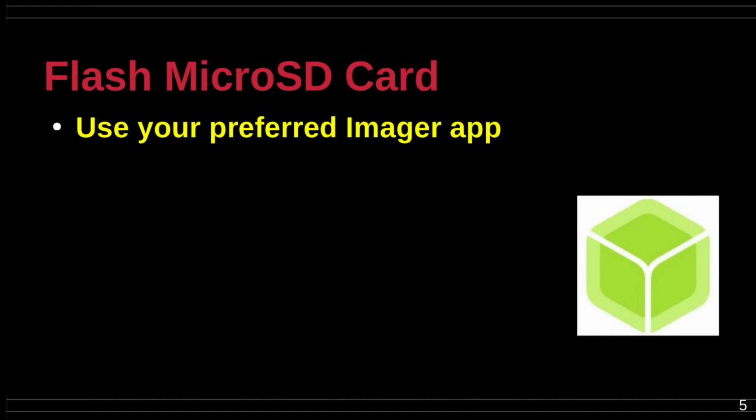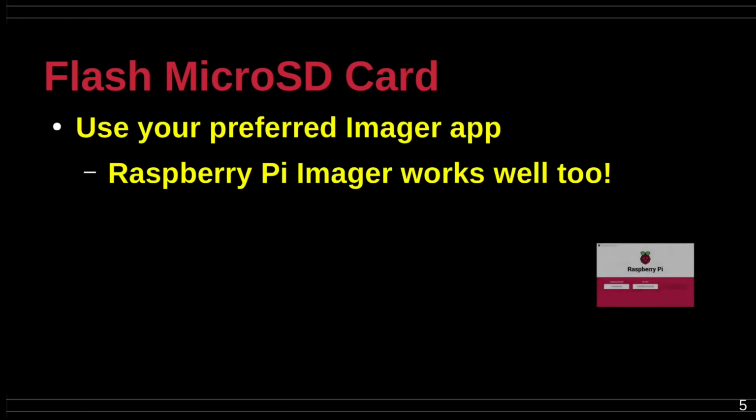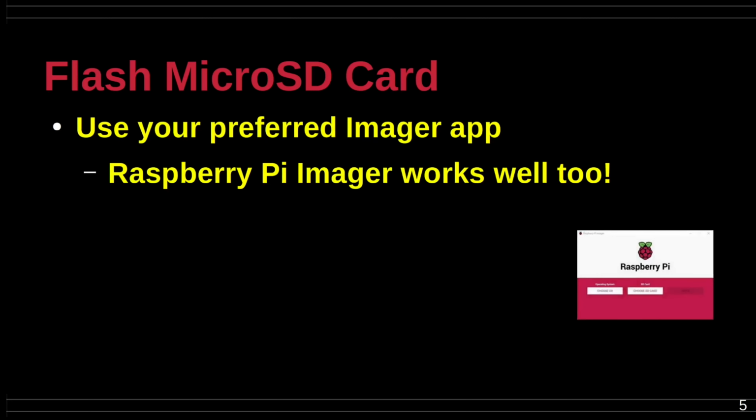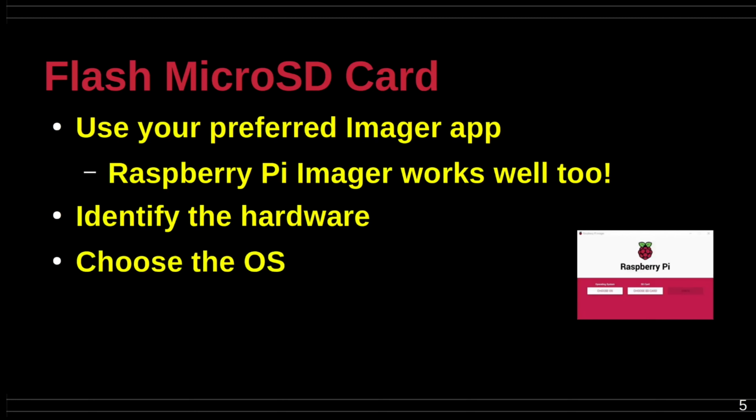You can use your preferred imaging app to flash the micro SD card. Naturally, there are some advantages to using the Raspberry Pi Imager. You identify the hardware. It displays the recommended choices for OS. You don't have to download the OS separately to your desktop. The Imager app will retrieve the currently supported image on your behalf.